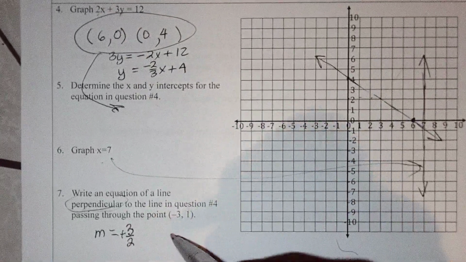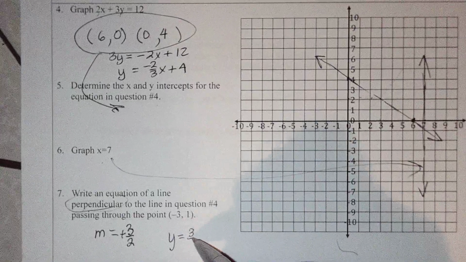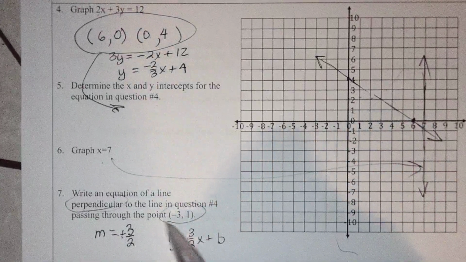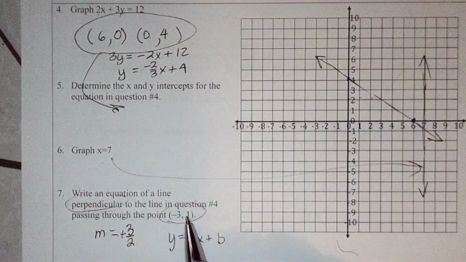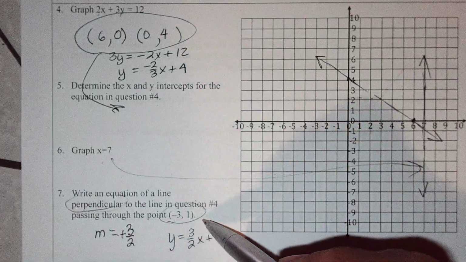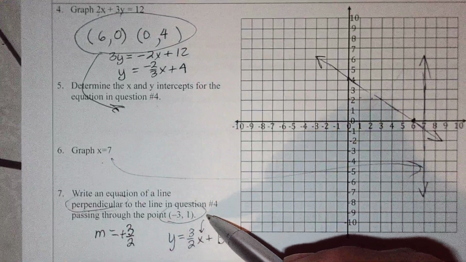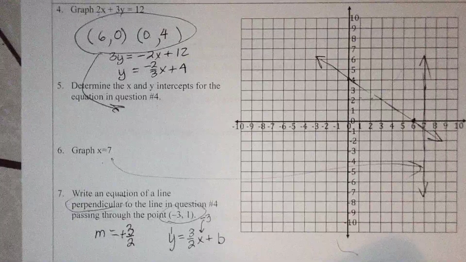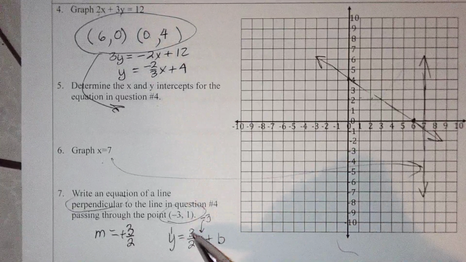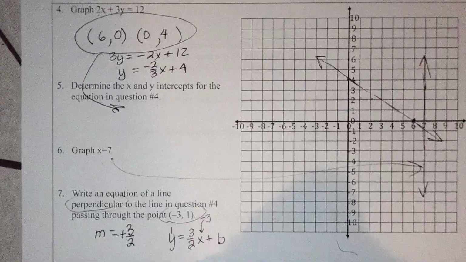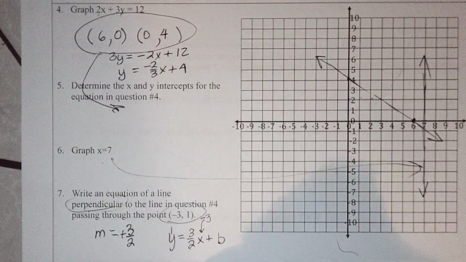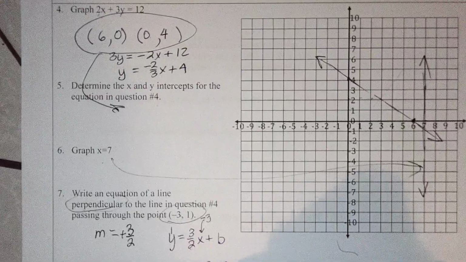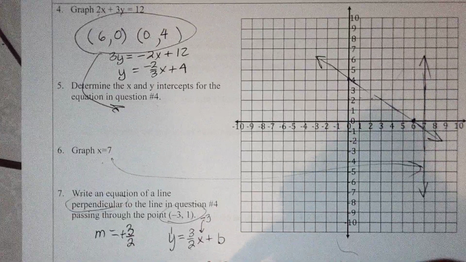So the equation would be y equals 3/2 x plus some y-intercept, and I asked for it to go through (-3, 1). So if we put in -3 for the x, we're supposed to get 1. Well, -3 times 3/2, times negative 3, which is over 1. We multiply that, we get 9 halves. So which is 4 and a half.